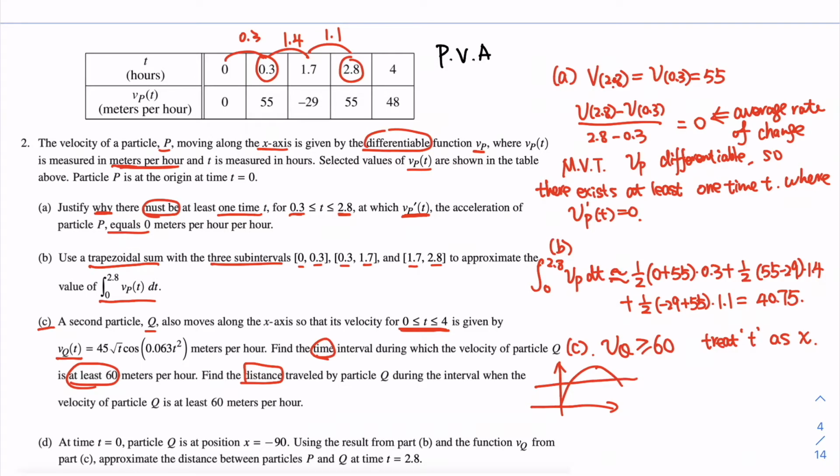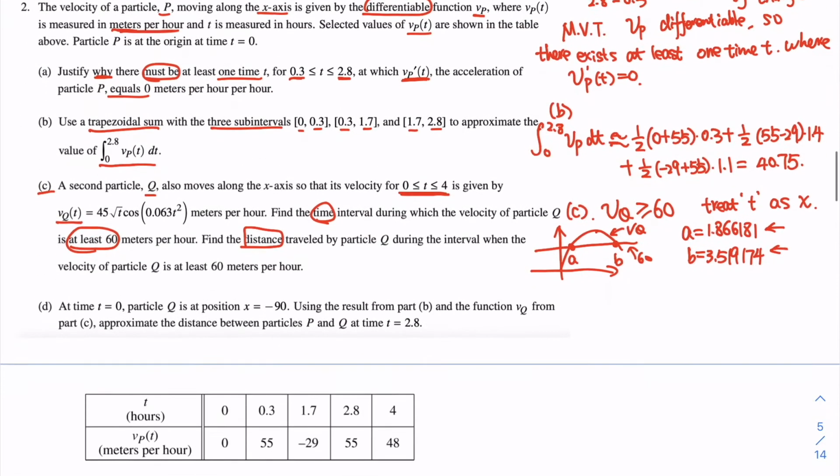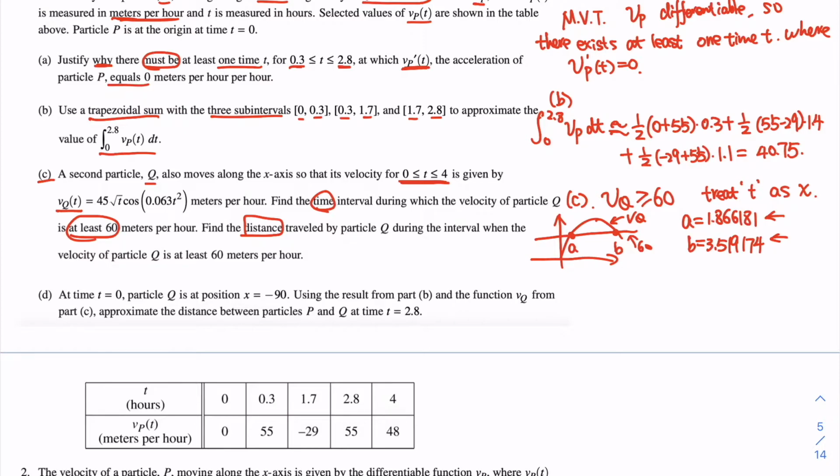This is 60. This is VQ. And you find the intersections A, B. So based on the graphing calculator, A equals 1.866181. B equals 3.519174. Just keep as many decimals as you can, because we are going to use this time interval to evaluate the distance. As we know, the distance from A to B is the integral of the magnitude, which is the speed. Because this is always positive, it's the same thing as we integrate from A to B, VQ dt.